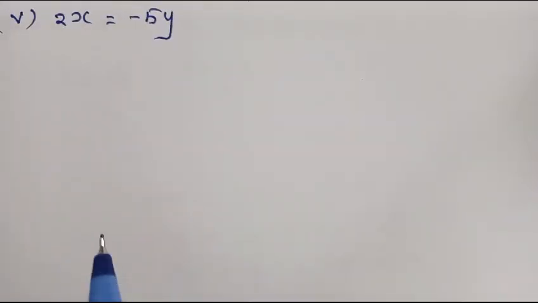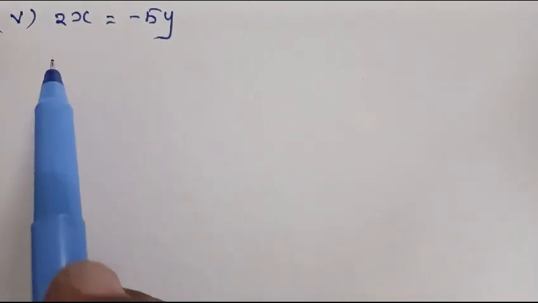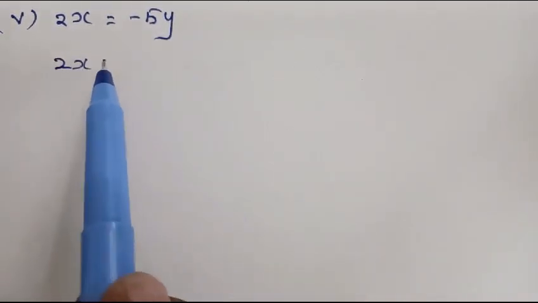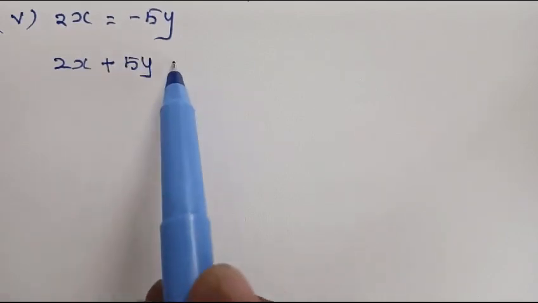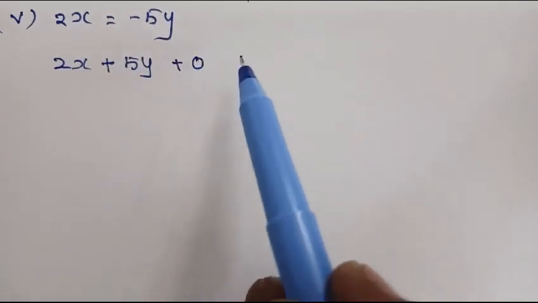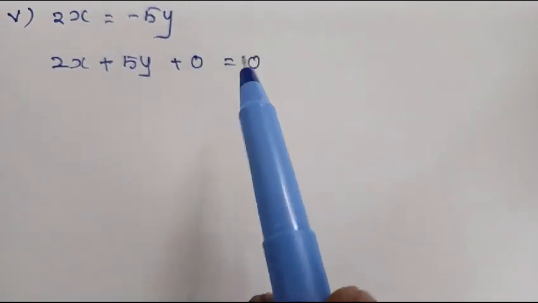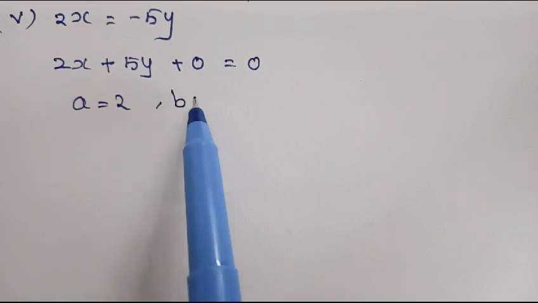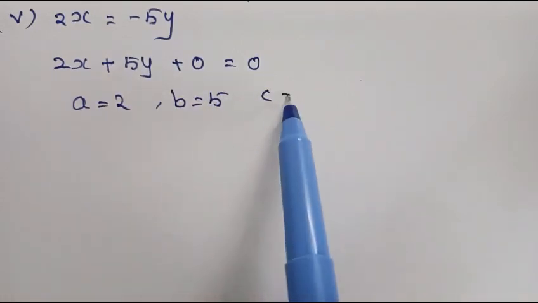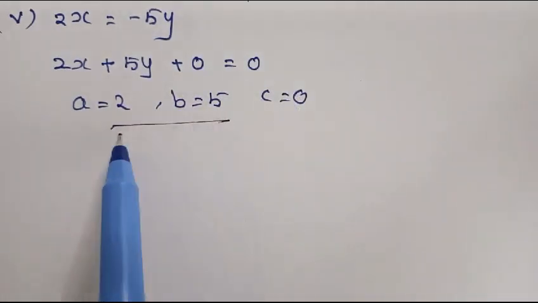Fifth question, 2x equal to minus 5y. That is 2x plus 5y in the LHS, and the constant term is not there, so you can write 2x plus 5y plus 0 equal to 0. Now comparing, a equal to 2, b equal to 5 and c equal to 0.